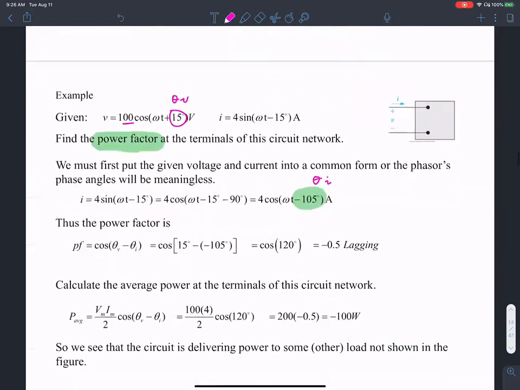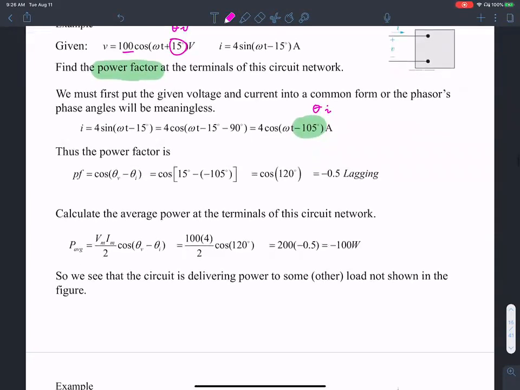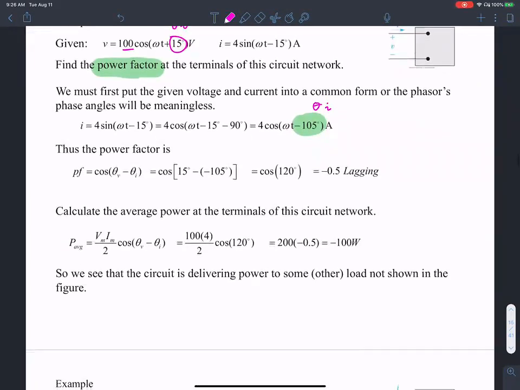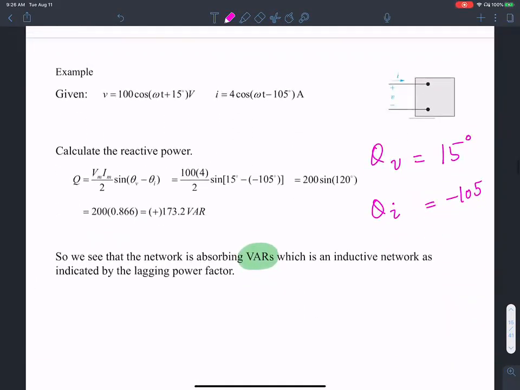Again, we did a simple problem where you're expected to find the power factor. Power factor is simply the cosine of theta V minus theta I. Then we went on to finding the average power, which is Vm Im over 2 cos theta V minus theta I, and so on and so forth. And then we found the reactive power. So we found the average power, we found the reactive power, all the terms.